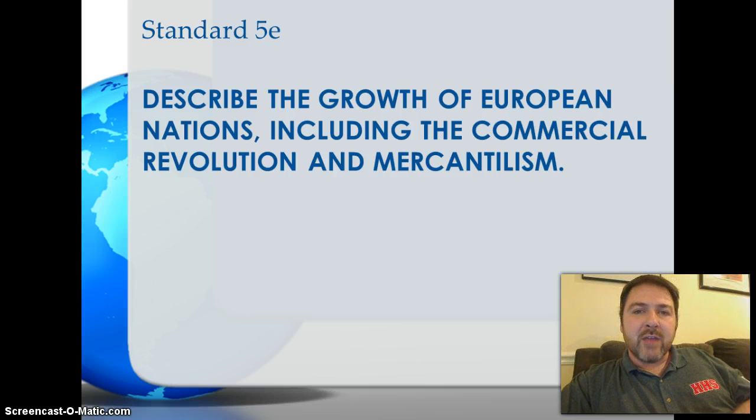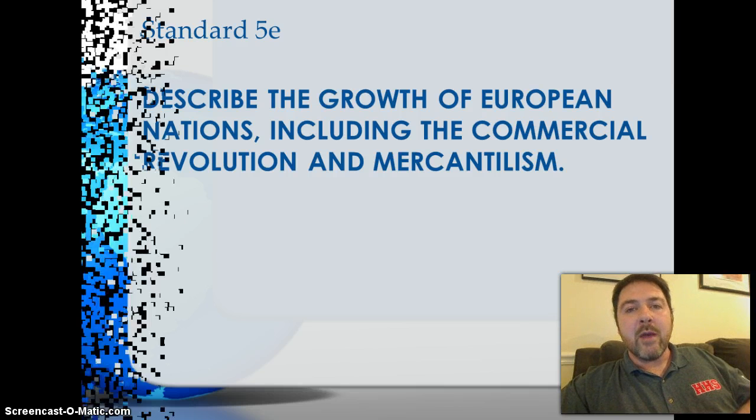This particular standard always seemed a little out of place to me. If I were writing the standards, I would have placed this at the end of Standard 4 with the rest of the Age of Exploration, but here we find it at the end of Standard 5, so we'll go ahead and see what's required by this standard.